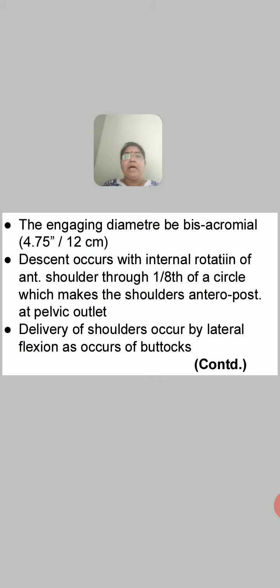Because you know the shape of the pelvis, the bispinous diameter is narrower than the anteroposterior diameter. If the shoulders remain oblique, then whenever they reach the spine level, they will have difficulty in further passage. They cannot pass through that bispinous diameter, right? So to avoid that obstruction in the birth, the shoulders want to be anteroposterior, and so this 1/8 of a circle rotation takes place.